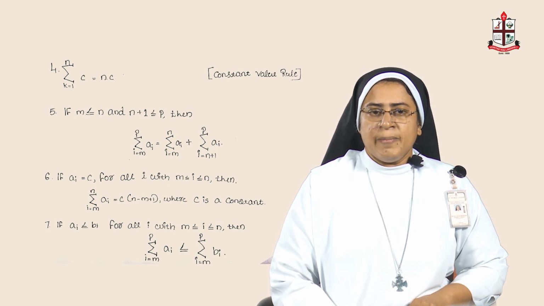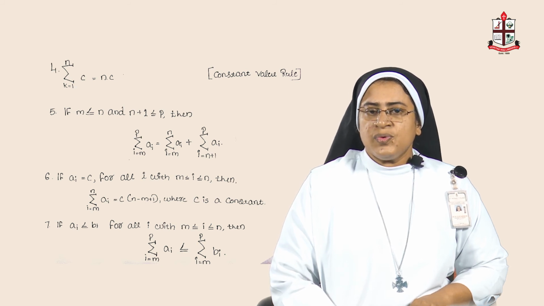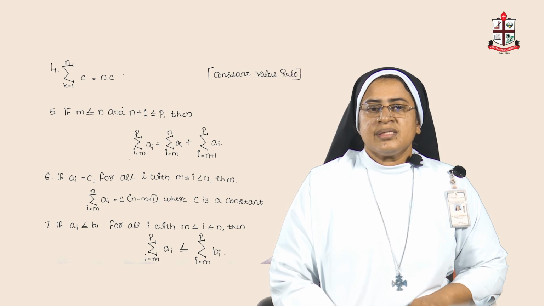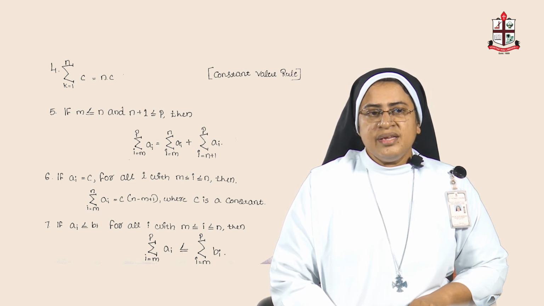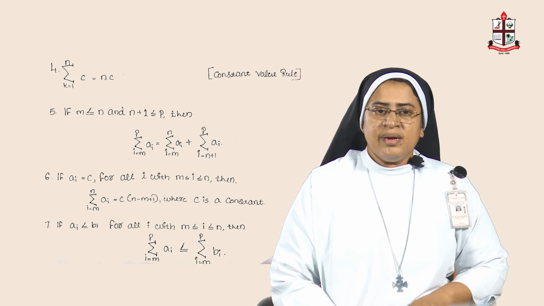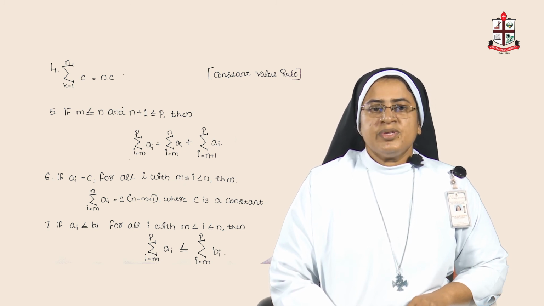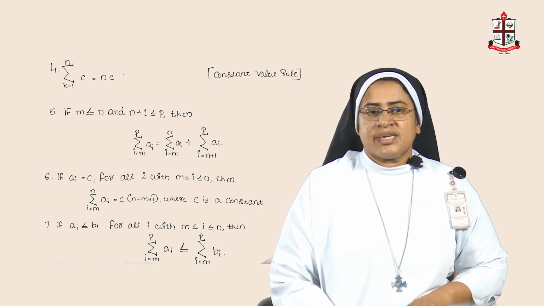The sixth one, sigma i equals m to n ai is equal to c into n minus m plus 1, where c is a constant. Here ai is equal to c for all i, the values of i ranging from m to n. So, this is a formula which you have to learn by heart in order to do some problems. The sixth one, sigma i equals m to n ai is equal to c into n minus m plus 1, where c is a constant.